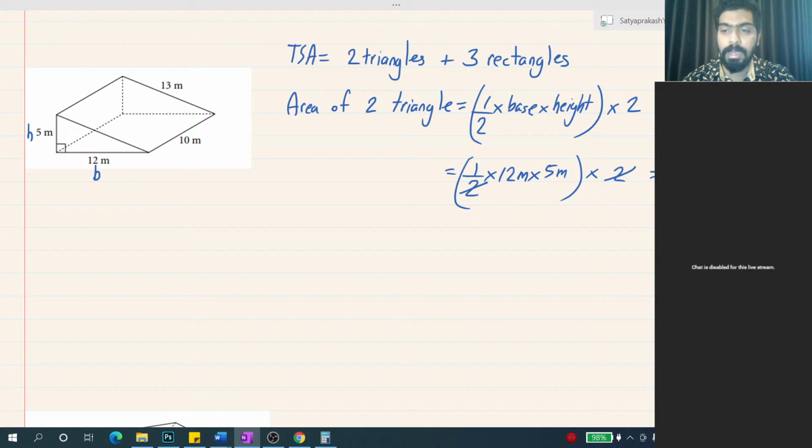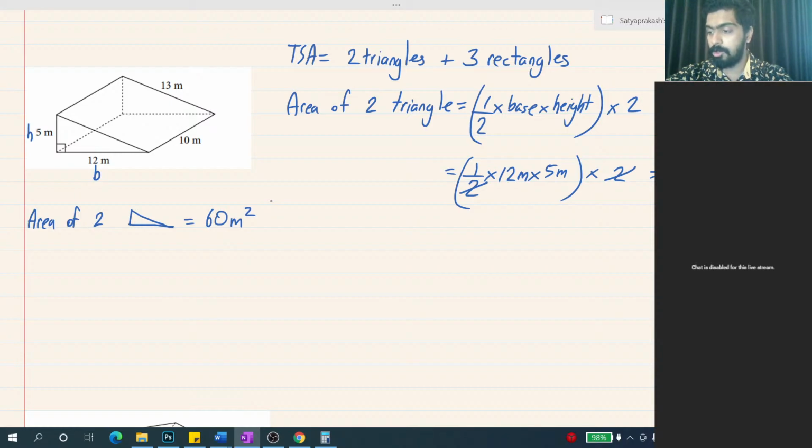So what we have right now is 12 times 5, which is equal to 60 meter square, right guys? So let me write that down right here. Area of 2 triangles is equal to 60 meter square.